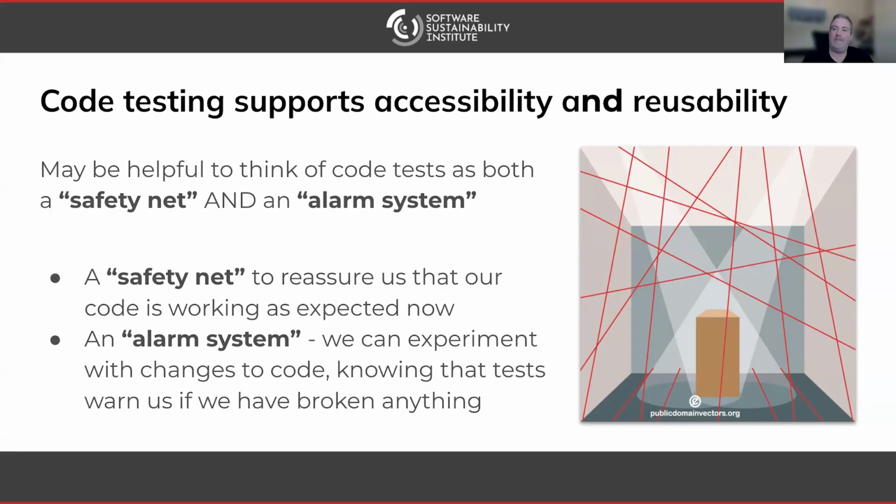So yes, it can be helpful to think of these code tests as both a safety net and a kind of alarm system. It's a safety net to reassure us our code is working as expected now, before we change anything or as we change things, but also an alarm system. As we experiment with changes to code, we rerun our tests. If they fail, they tell us changes have broken something, we need to find a solution, or perhaps even go back to the drawing board.